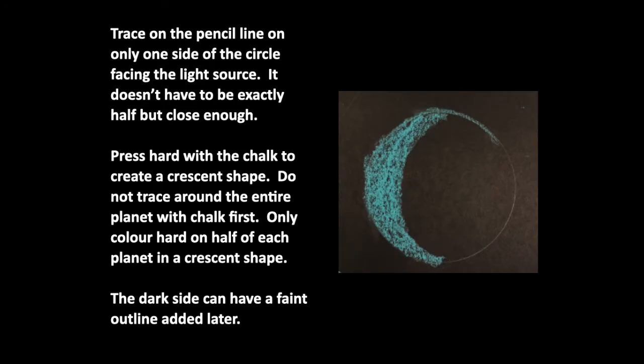Trace on the pencil line on only one side of the circle facing the light source. It doesn't have to be exactly half, but close enough. Press hard with the chalk to create a crescent shape. Do not trace around the entire planet with chalk first. Only color hard on half of each planet in a crescent shape. The dark side can have a faint outline added later.